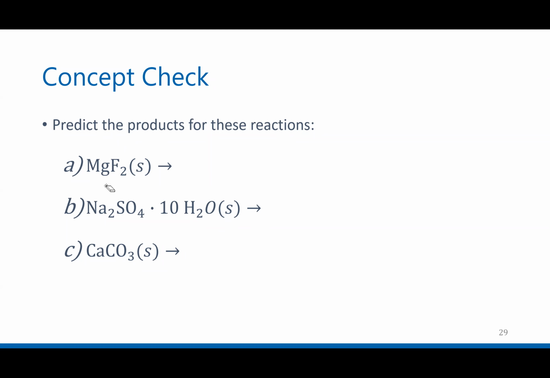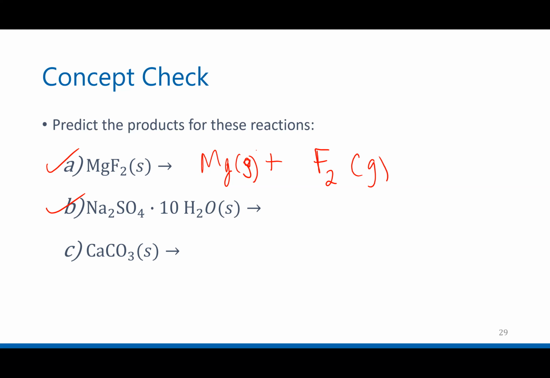So I mentioned at the end of class yesterday for you guys to try these. So let's see if you guys did this. Or well, I mean, we'll just check your answers. So A and B are quite honestly the easiest ones here. Pretty straightforward. We would have magnesium metal and fluorine gas.